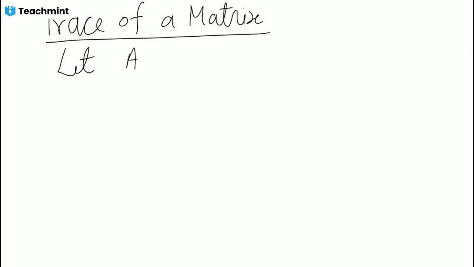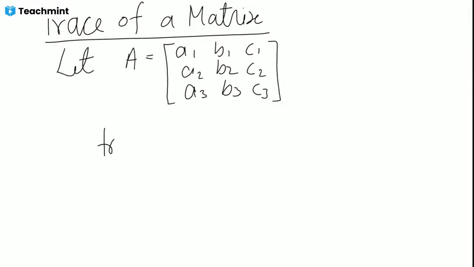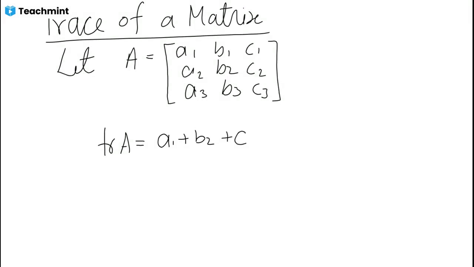So let matrix A have elements A1 B1 C1 A2 B2 C2 A3 B3 C3. Then the trace of the matrix is denoted by this symbol, and it means just add the diagonal elements only: A1 plus B2 plus C3. So this is the trace of a matrix.